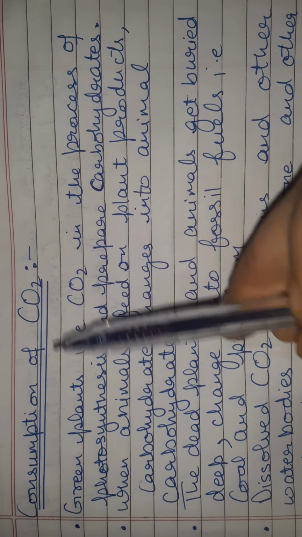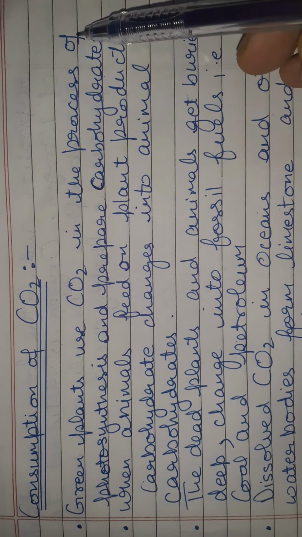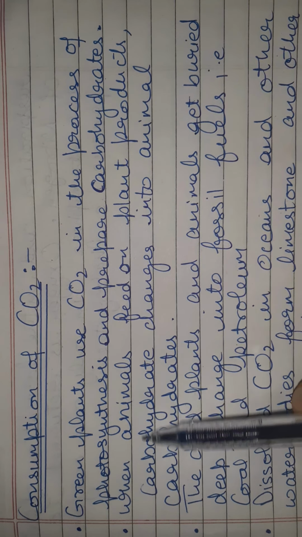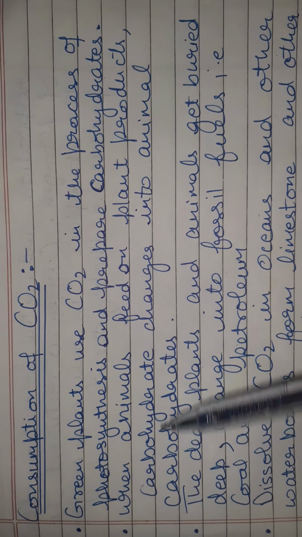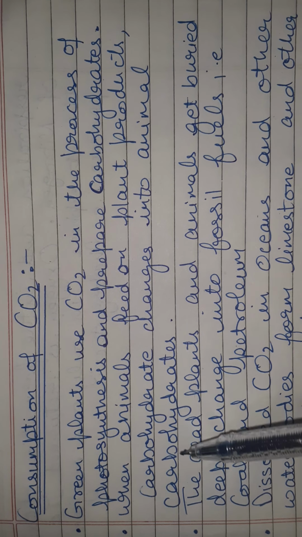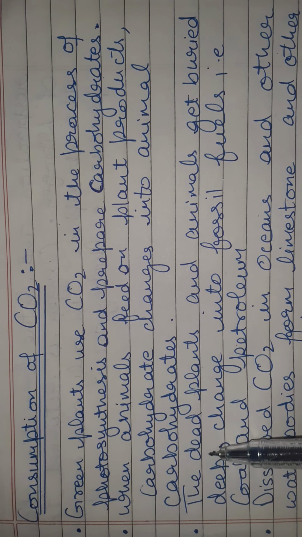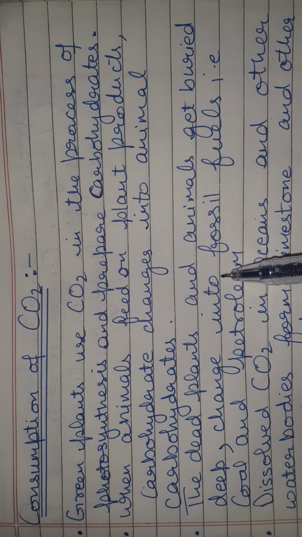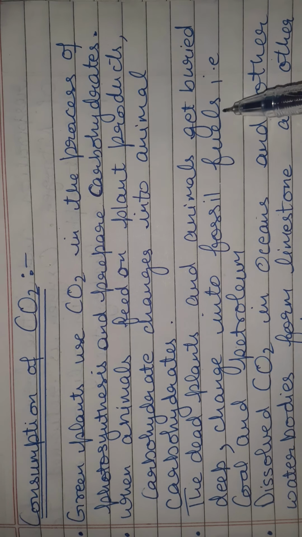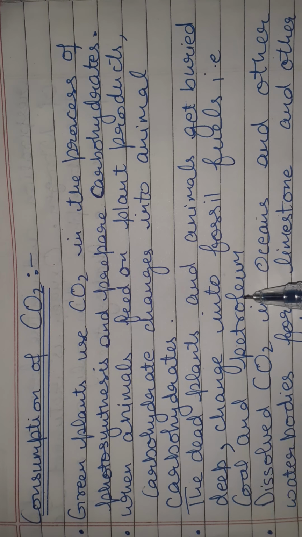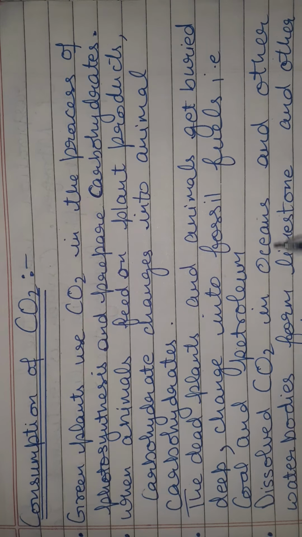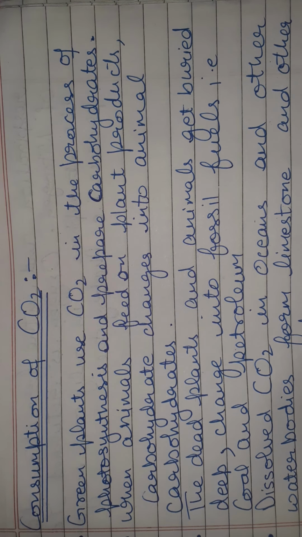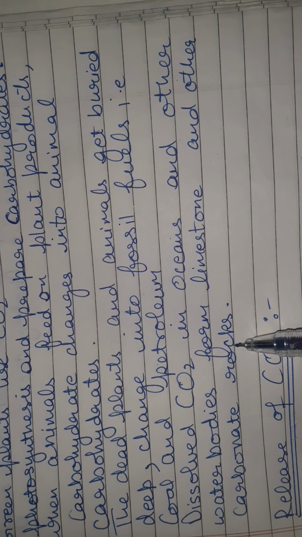Consumption of carbon dioxide. Green plants use carbon dioxide in the process of photosynthesis and prepare carbohydrates. When animals feed on plant products, carbohydrate changes into animal carbohydrates. The dead plants and animals get buried deep, and changes into fossil fuels, that is coal and petroleum. Dissolved carbon dioxide in oceans and other water bodies form limestone and other carbonate rocks.